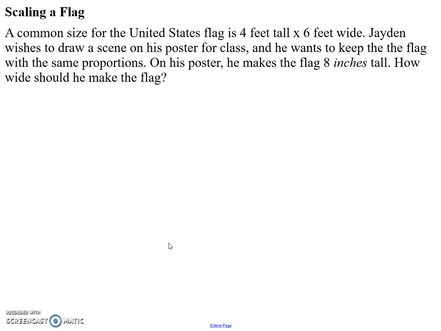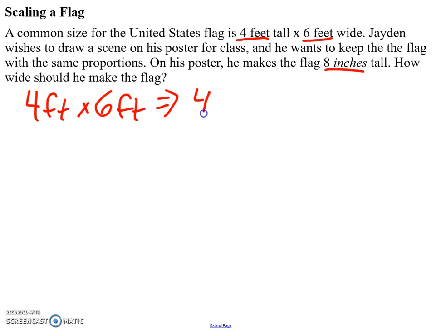Now the key piece with this one, looking at the common flag that's 4 feet by 6 feet wide, and we want to change it to make it fit on this paper, is that here we have feet, here we have inches. So we have to convert one of these either from feet to inches or inches to feet. And I know that 4 feet by 6 feet is equivalent to 48 inches by 72 inches.